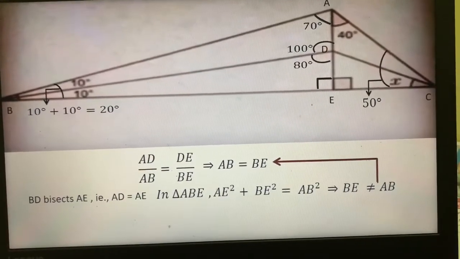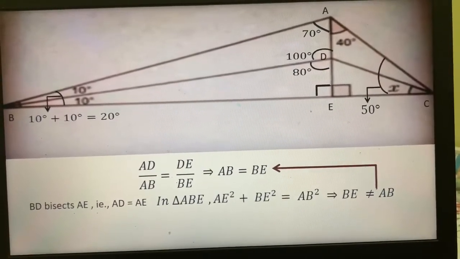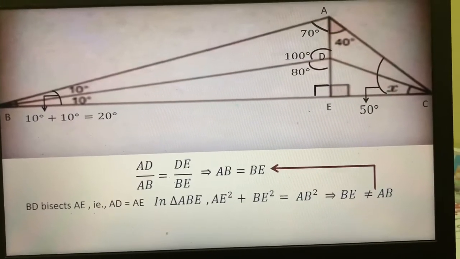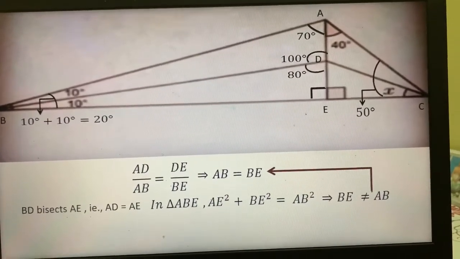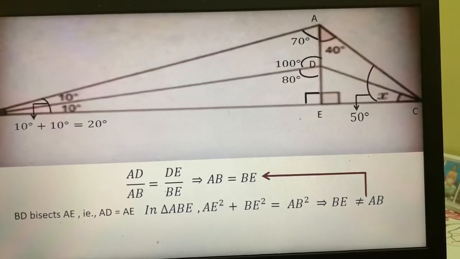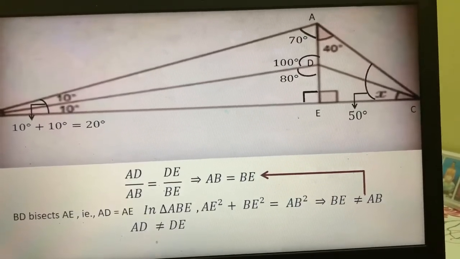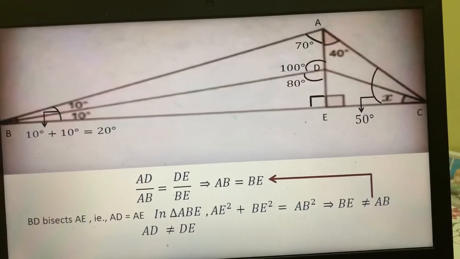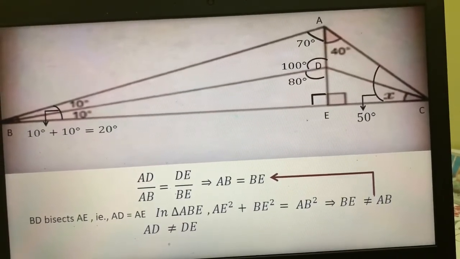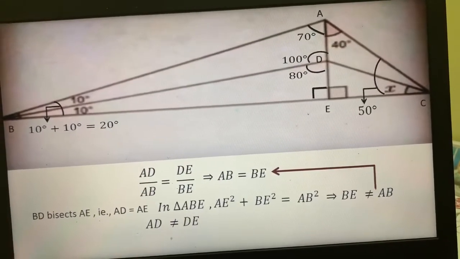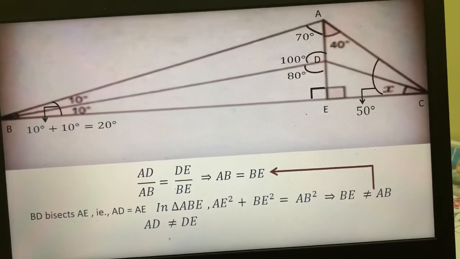I think it's clear how the contradiction rises if we assume AD equals DE. It's clear that BE cannot be equal to AB, as base cannot be equal to hypotenuse. But if we assume AD equals DE, it gives us the relation that base is equal to hypotenuse, which is completely absurd. So this is also not possible. AD is not equal to DE. So the third logic which I got for most of the cases, that BD is the bisector of AE and so tan x equals half of tan 50 degrees, is not possible.